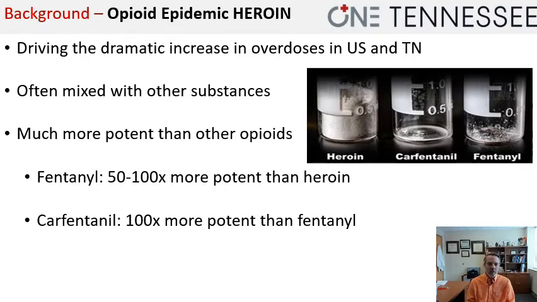So if someone thinks that they're using heroin and it actually has fentanyl or carfentanil mixed in there, that's when they'll see an opioid-induced respiratory depression and subsequent overdose. So that's one of those unintentional opioid overdose deaths that we're talking about.